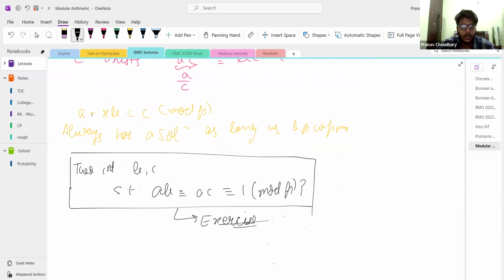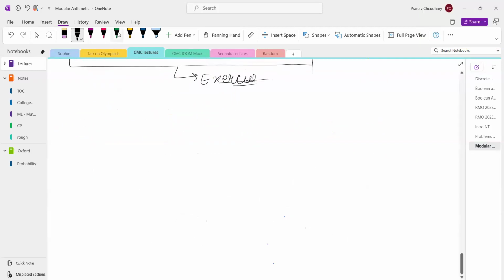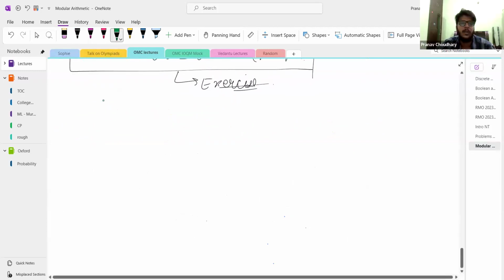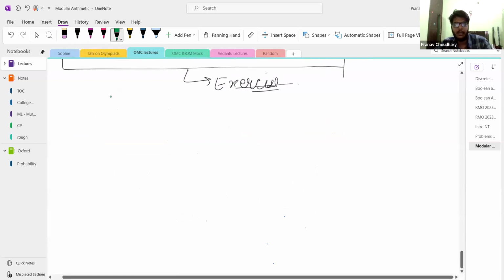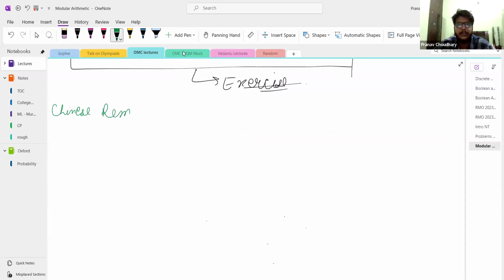Let's now move on to CRT, I guess. Chinese remainder theorem. I guess a lot of people would know that. If you don't know that, it's completely fine. We don't assume that you know that.